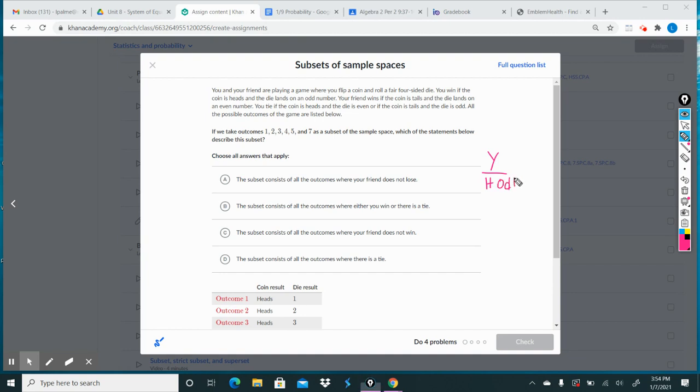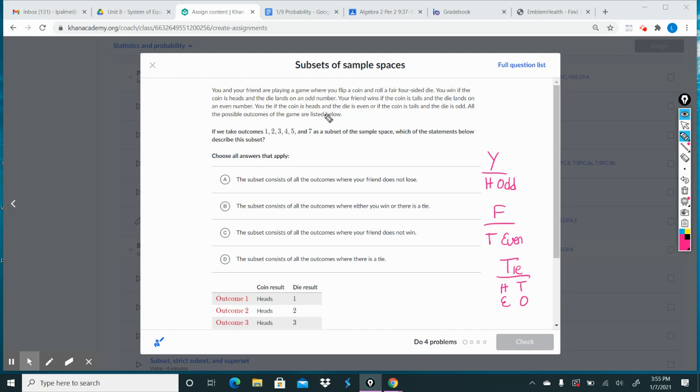Okay, so we'll just write those two. Your friend wins if the coin is tails and lands on an even. So friend for tails and even. All right, so let's just make that a little bit known. You tie if the coin is heads and the die is even. So the tie is if the coin is heads and even, and obviously tails and odd. So it would be like the opposites. Okay, so that's for your tie.